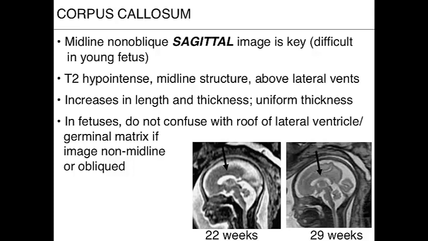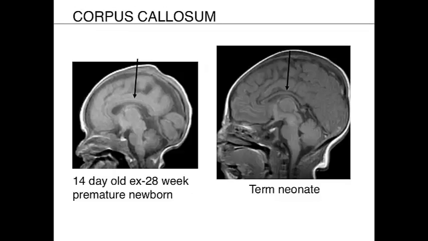within the callosum. In fetuses, because you oftentimes can have oblique images, it's very important not to confuse the corpus callosum with the roof of the ventricular system, because the walls of the ventricle are normally hypointense due to the germinal matrix. And so you want to look for other morphology that will tell you that the corpus callosum has formed or has not formed.